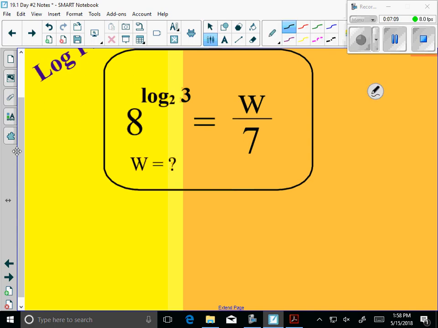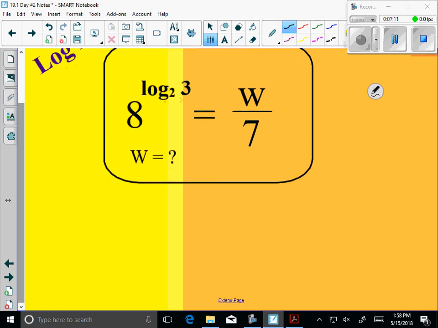Okay, this problem is actually relatively simple, kind of. Could I write 8 as 2 cubed? Oh, okay.